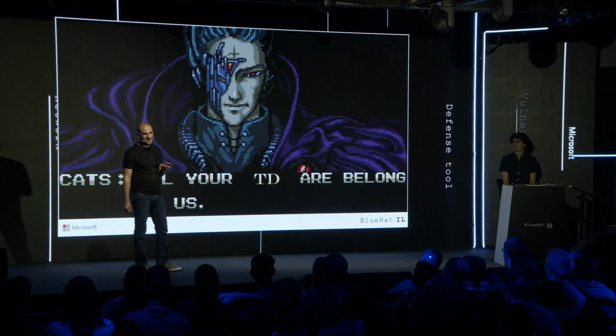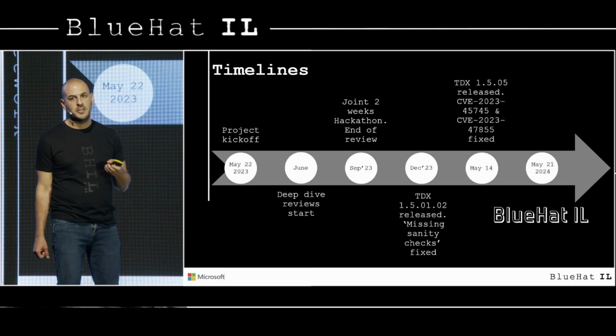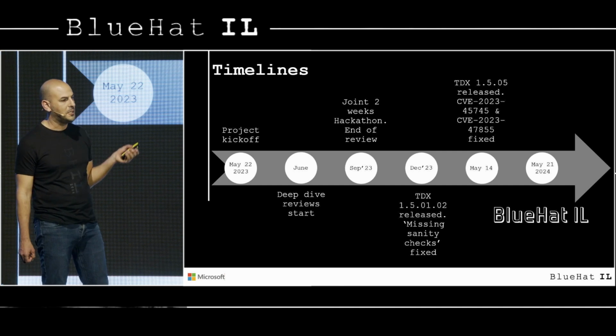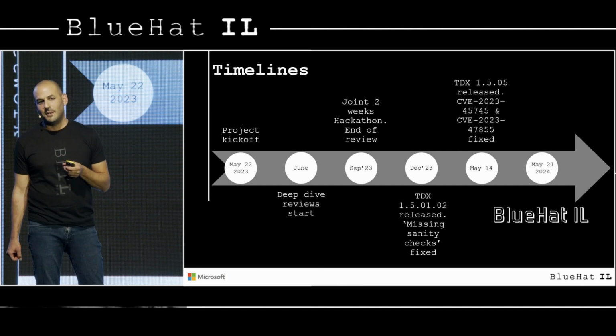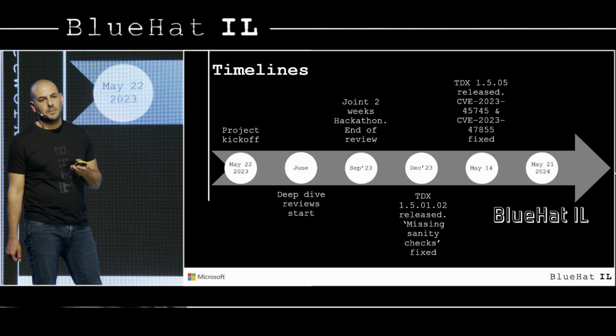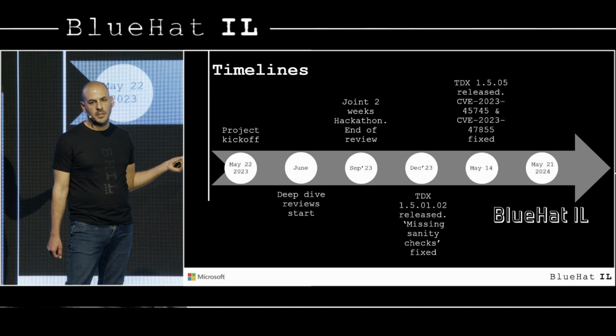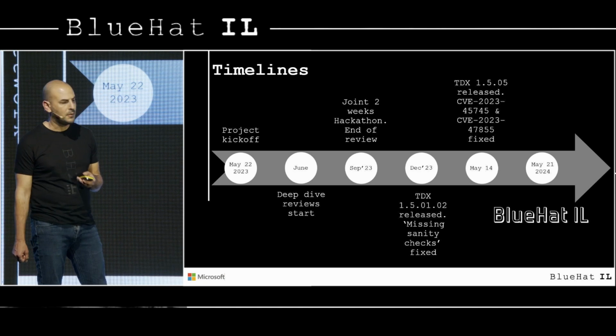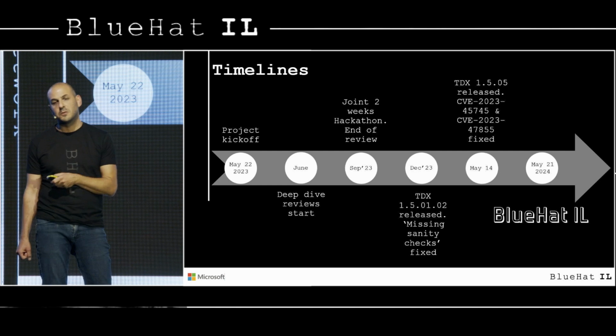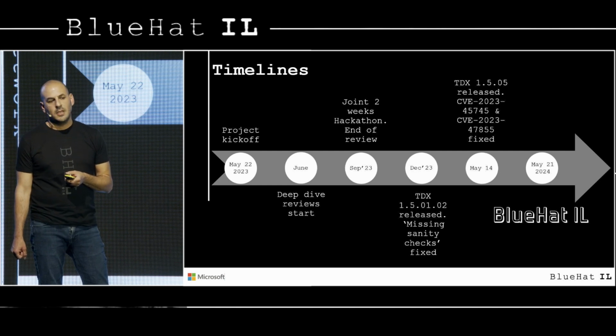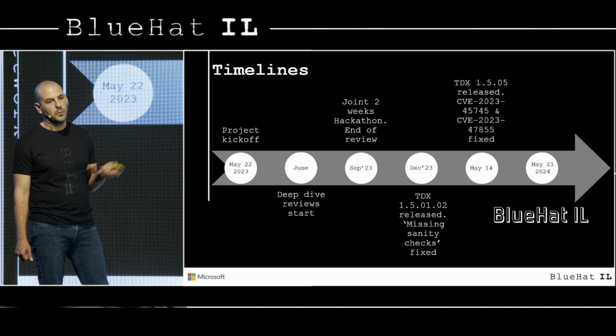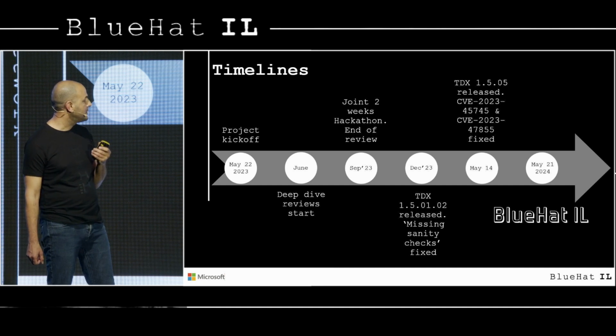Let's talk about the timelines. So this is actually pretty cool. We started this research exactly 1 year ago. The kickoff meeting was May 22nd with Intel. We've done a few months of deep dives with them, and then a joint hackathon at the end of September. Intel fixed the import API issues December 14th with the 1.5.0.1.02 release. And they released the fixes for the instance binding and the migration last week with these 2 CVEs. And today we're here. So that's that.